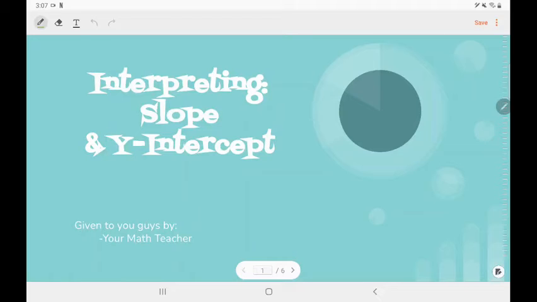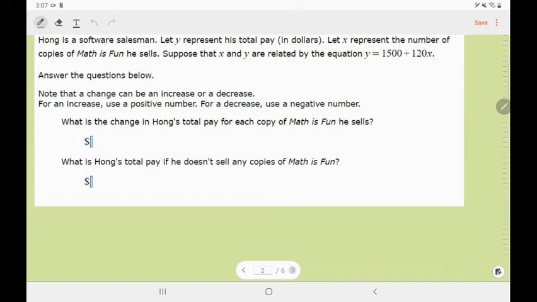Today we're going to be interpreting the slope and the y-intercept. So to begin with, Hong is a software salesman. Y is going to represent his total pay, and X is going to represent the number of copies of Math is Fun that he sells. Suppose X and Y are related by the equation Y equals 1,500 plus 120X, and answer the questions below.